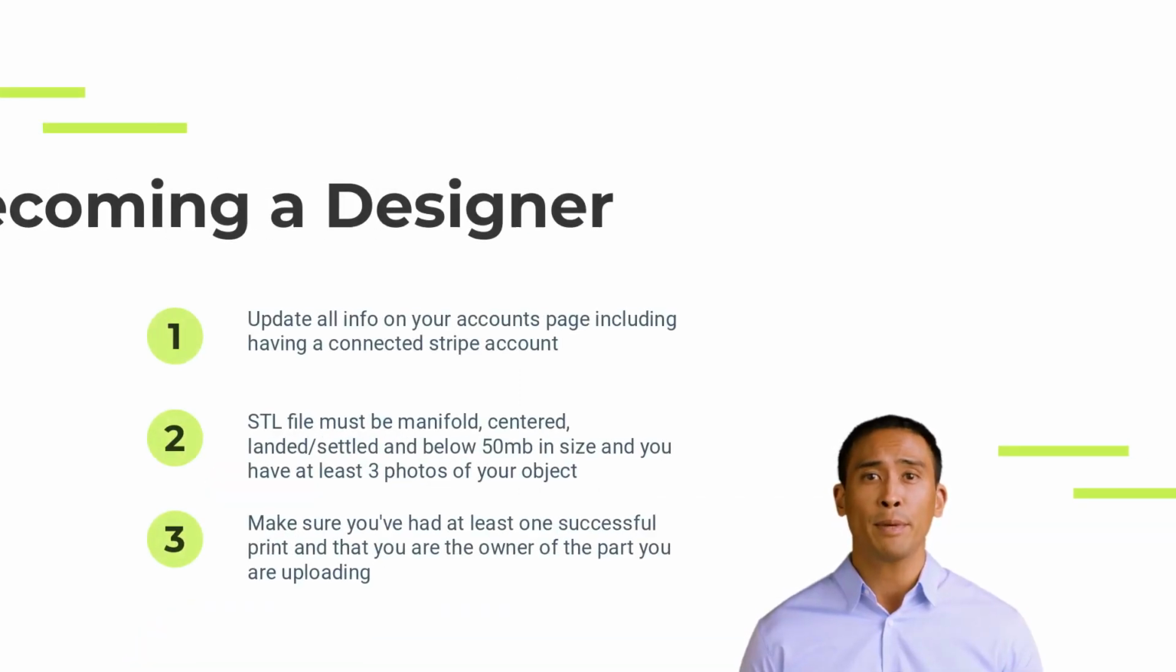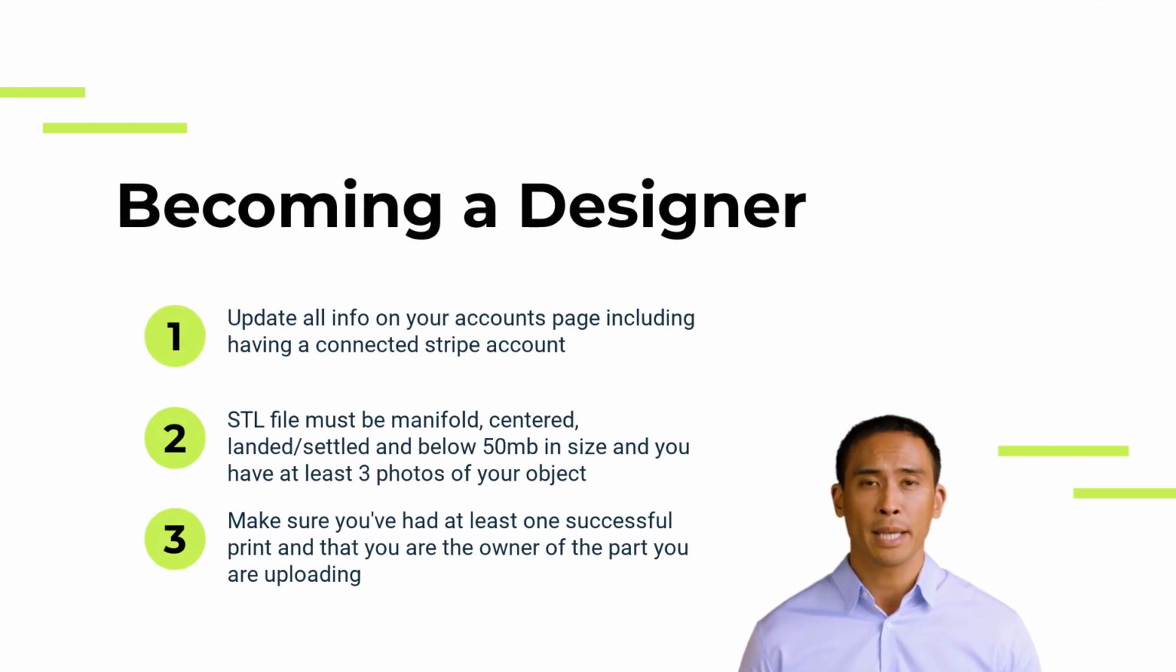To get a successful upload, you'll need to have a connected Stripe account, at least 3 photos of your object, including a view of the object's dimensions, an orientation view, and a wireframe view, and we do encourage you to also upload a printed model view as well. Please make sure your design is landed, centered, manifold, and saved as a STL file below 50 MB in size. Watch our video file requirements for 3DTeleprint and capturing screenshots of 3D objects if you need help.